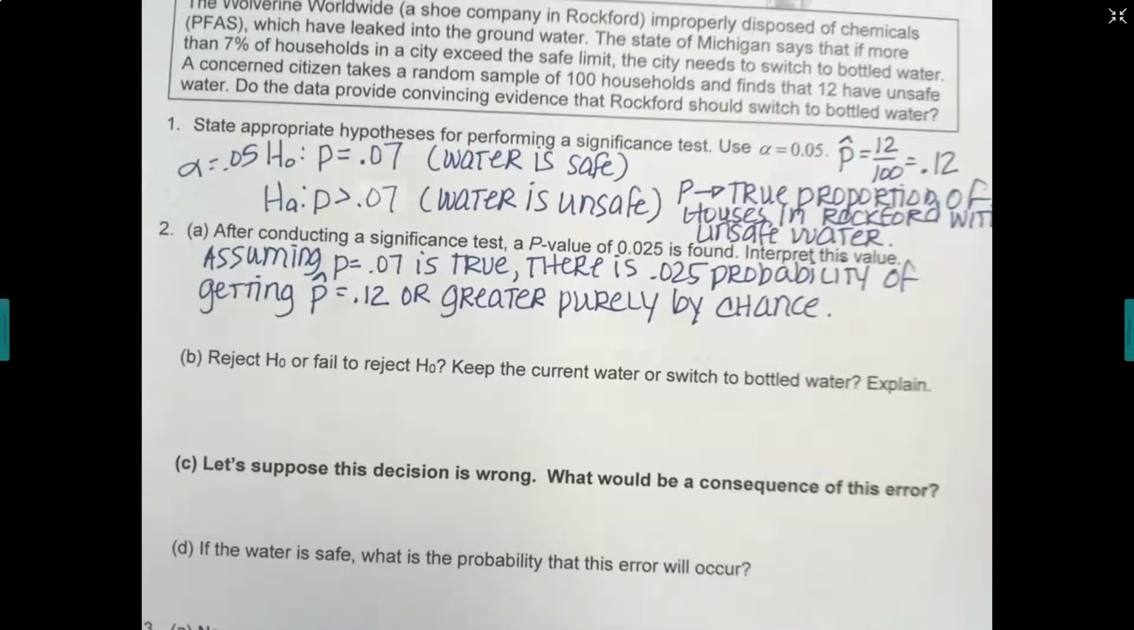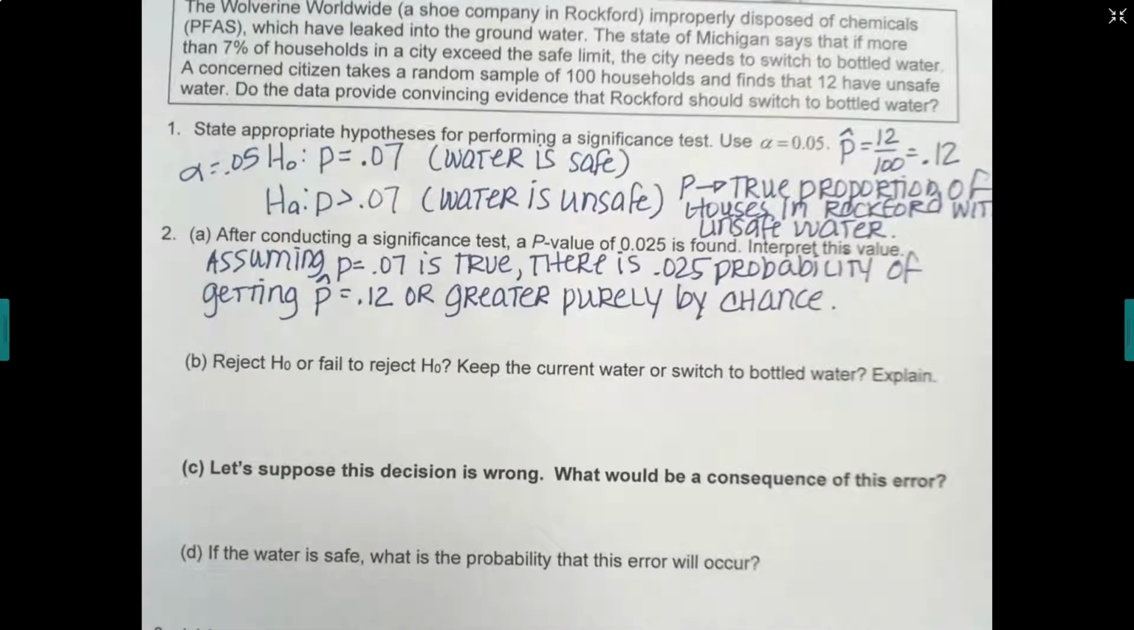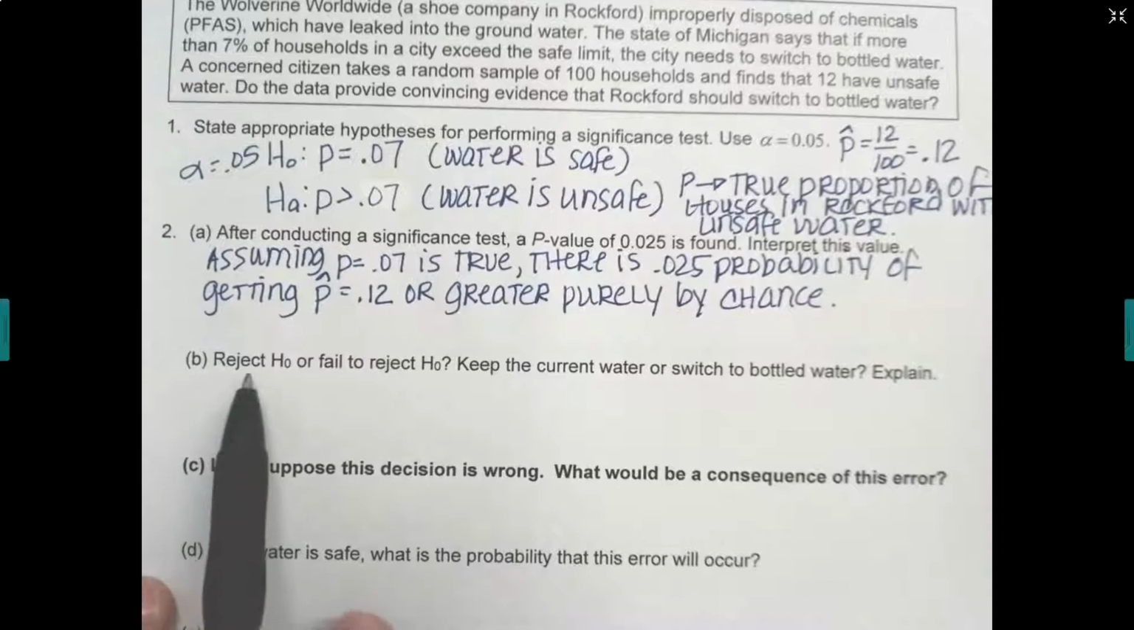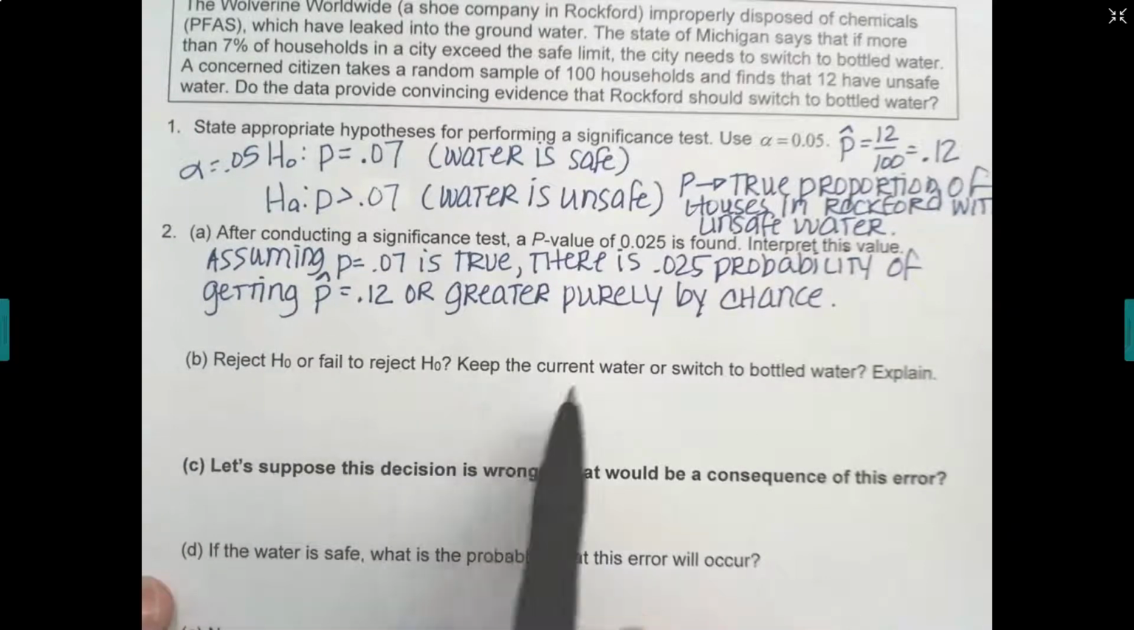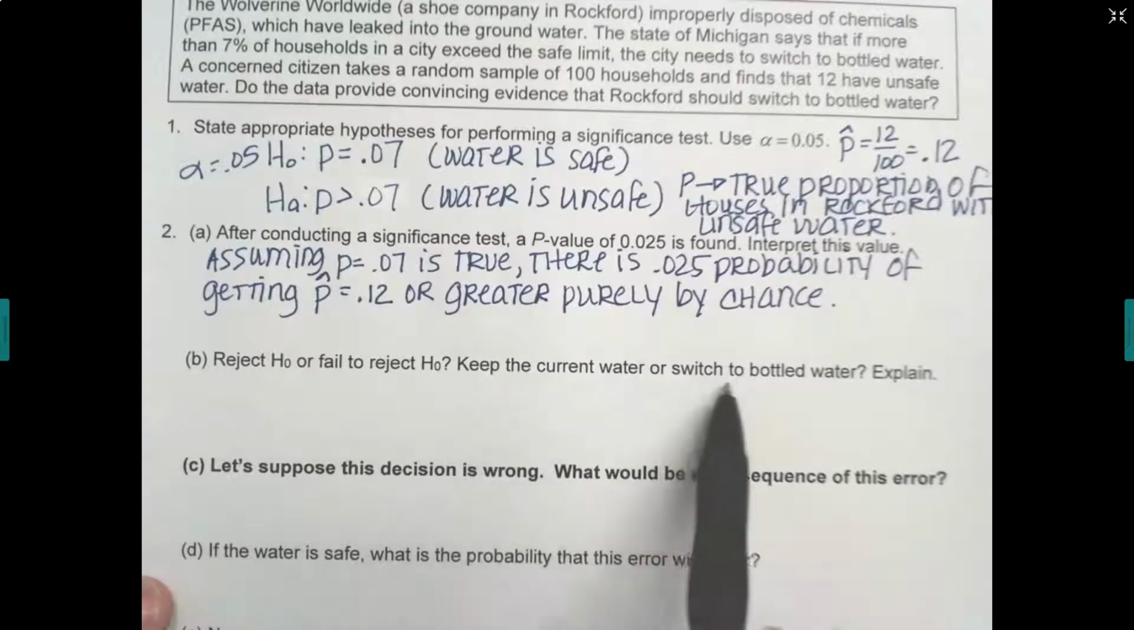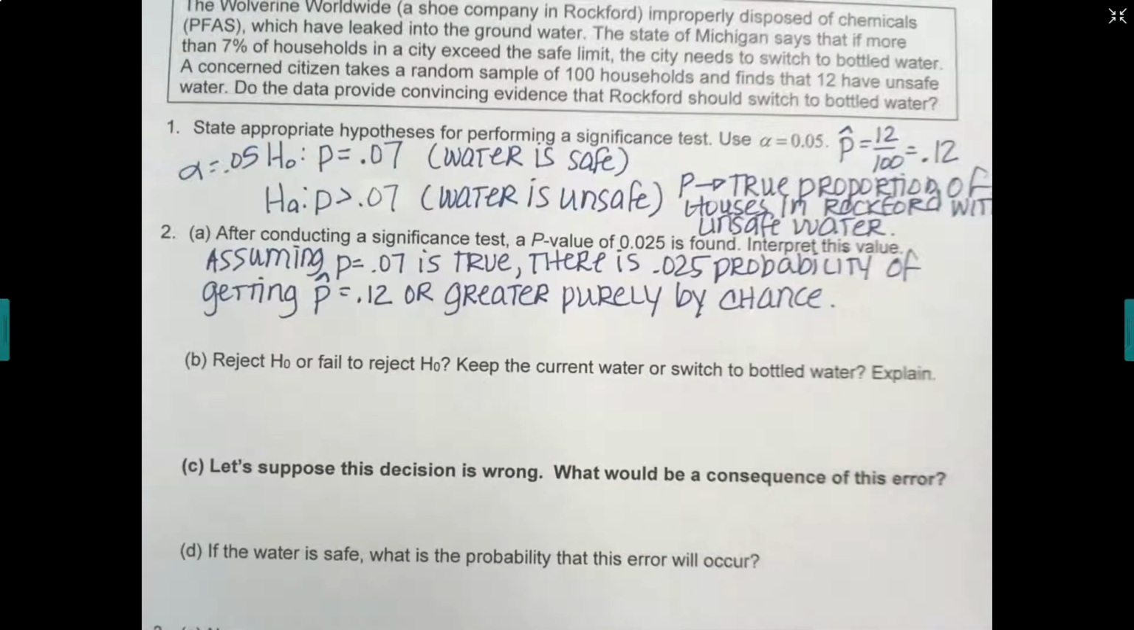Okay, so that's the first part of when we're doing our conclusion, interpreting the p-value. So if the null is actually true, because we always assume the null is true, there's only a 0.025 probability of getting the results that this concerned citizen got when he sampled the households. So are we going to reject the null or fail to reject the null? Meaning, are we going to keep the current water or switch to bottled water, and explain?